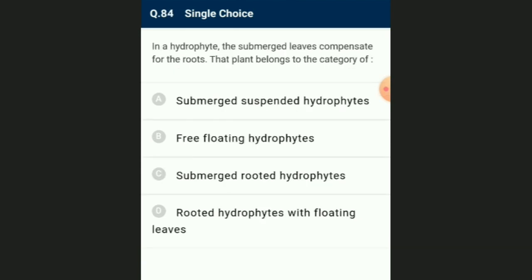Question number 84. In a hydrophyte, the submerged leaves compensate for the roots. That plant belongs to the category of. Hydrophytes are plants adapted to live in an aquatic environment. In free-floating hydrophytes, roots remain embedded in mud and the leaves float on the water surface. Hence, submerged leaves compensate for roots. Examples include Pistia, Wolffia, Eichhornia. So the answer is option B, free-floating hydrophytes.